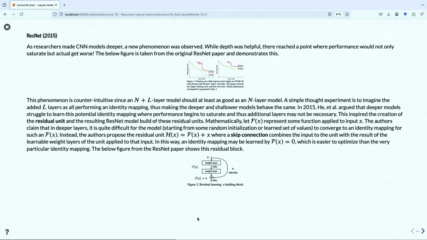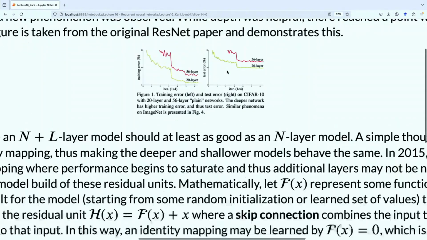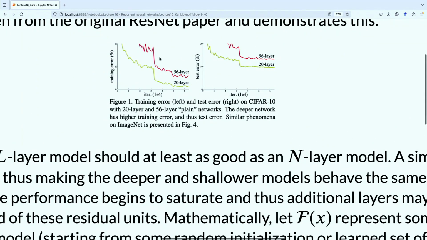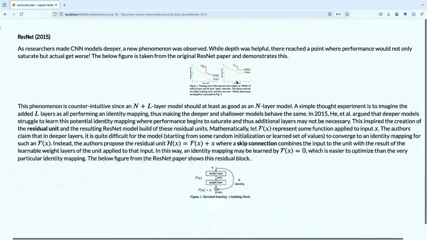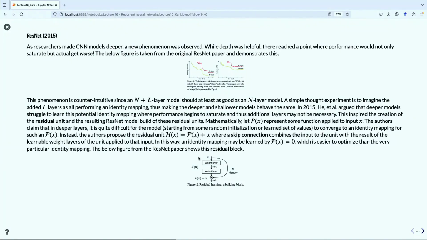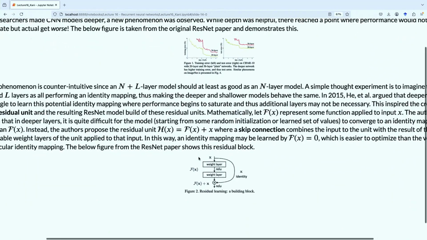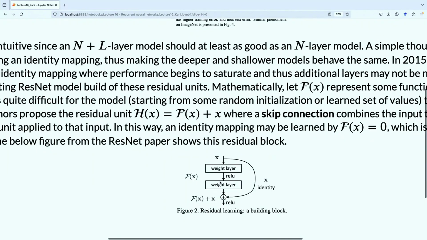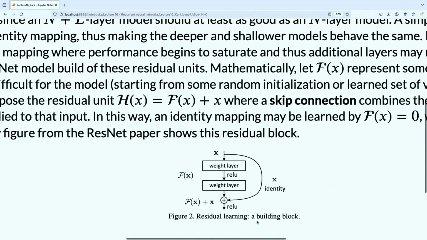GPUs allowed us to make bigger models, but then we realized there's a point where the model gets so deep that it basically becomes worse. So what do you do in this case? Well, ResNet researchers came up with what's known as a skip connection. This is one of the early forms of attention. Basically, you have a bunch of feed-forward weight layers, but you also get the original input, and you let it skip a couple layers. Okay?